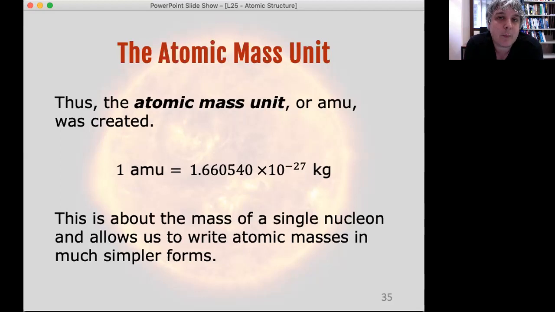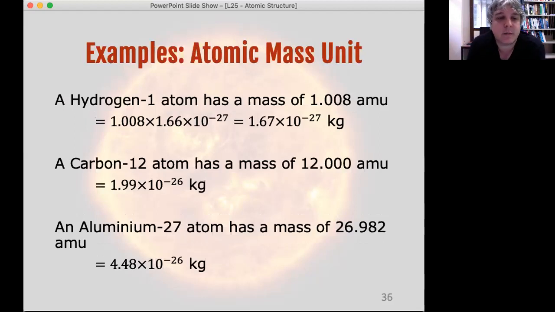1 AMU is equal to 1.660540 times 10 to the negative 27 kilograms. That is approximately the mass of a single nucleon, and it allows us to write atomic masses in much simpler forms, as we will see here. A hydrogen 1 atom has a mass of 1.008 AMU, which to get the mass in kilograms, we just multiply by 1 AMU, which is 1.66 times 10 to the negative 27. So we get 1.67 times 10 to the negative 27 kilograms for a hydrogen 1 atom, which is just the mass of a proton and should be no surprise.